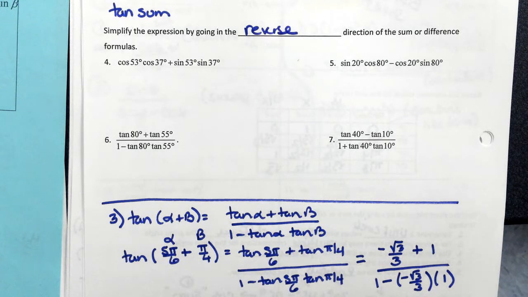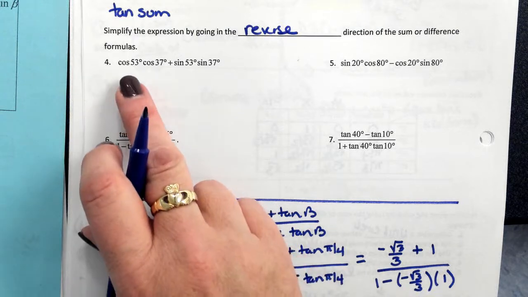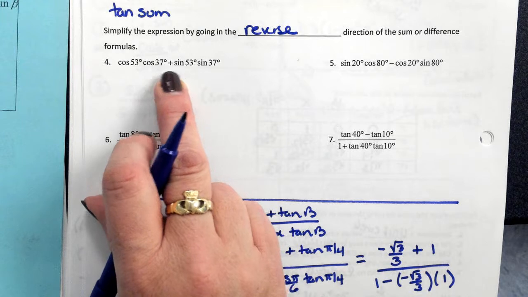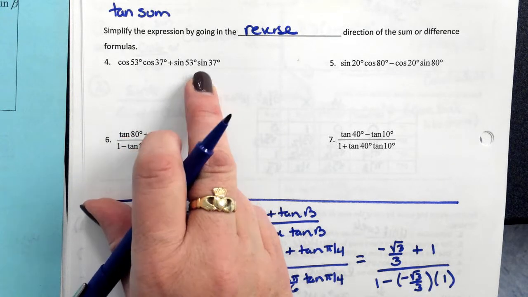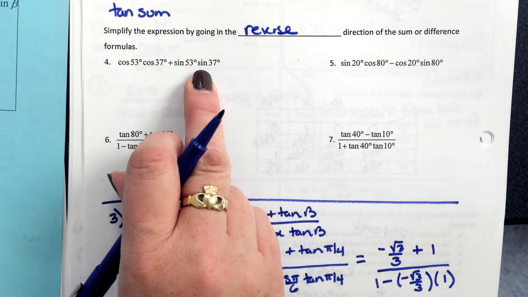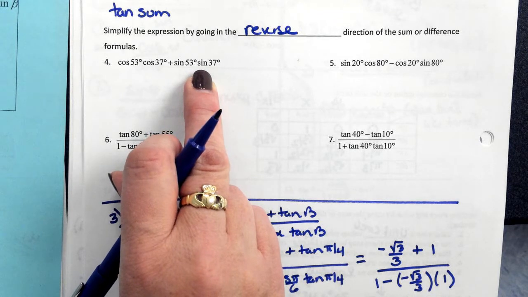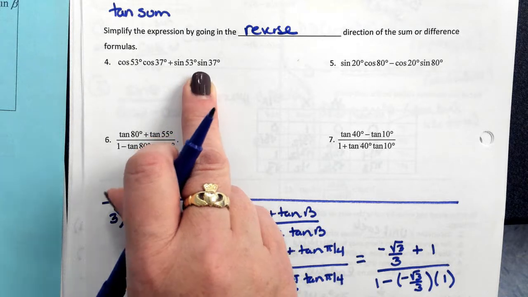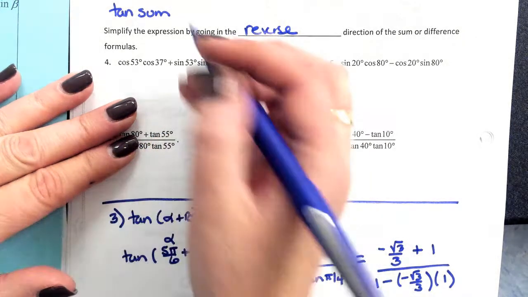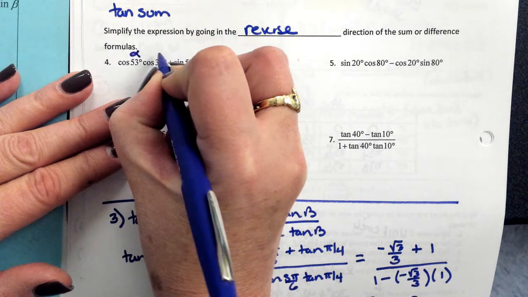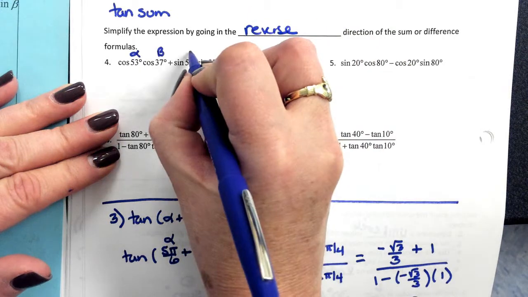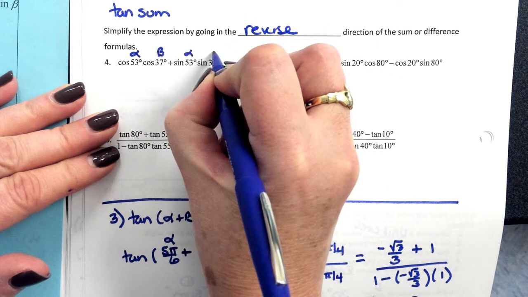If you take a look at example number 4, we have cosine of 53 degrees, cosine of 37, plus the sine of 53, sine of 37. This is basically them laying out your sum and difference formula for you. What we have to figure out is what the angles added or subtracted together, or which formula this came from. So look at this 53 degrees as being your alpha, your 37 degrees as being your beta. So 53 is alpha, 37 is beta.